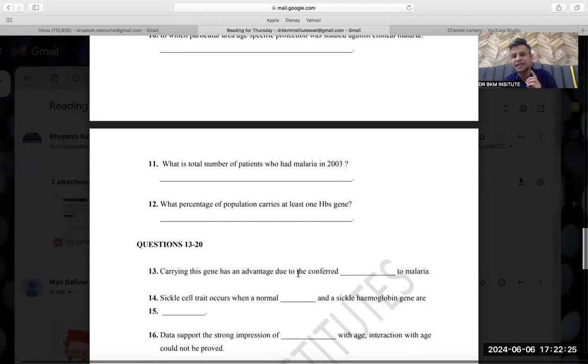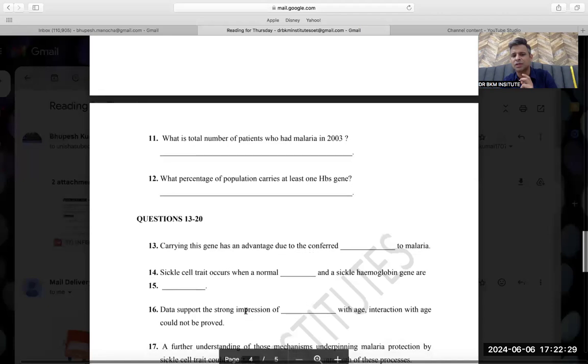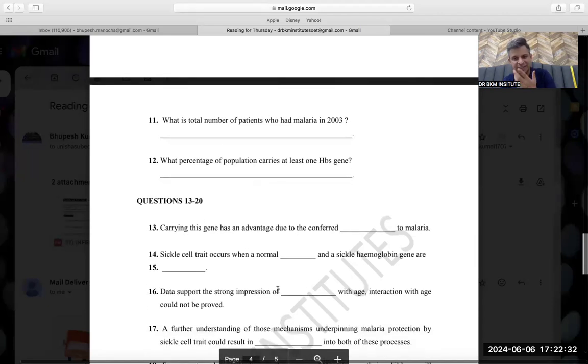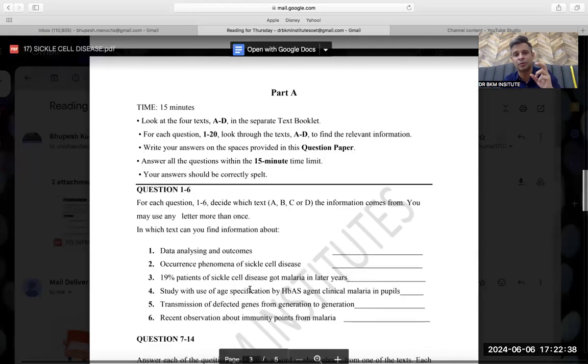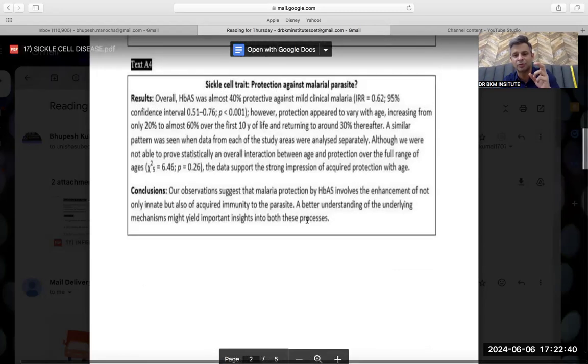Carrying this gene has an advantage due to conferred dash, not sure. Data support the strong impression of interaction with age, cannot be proved. Again, the words data and age are given. Most probably it should be in D because it cannot be proved. So with age, C or D. I did not see first. I'm telling you that you would be able to guess in which paragraph it is given.